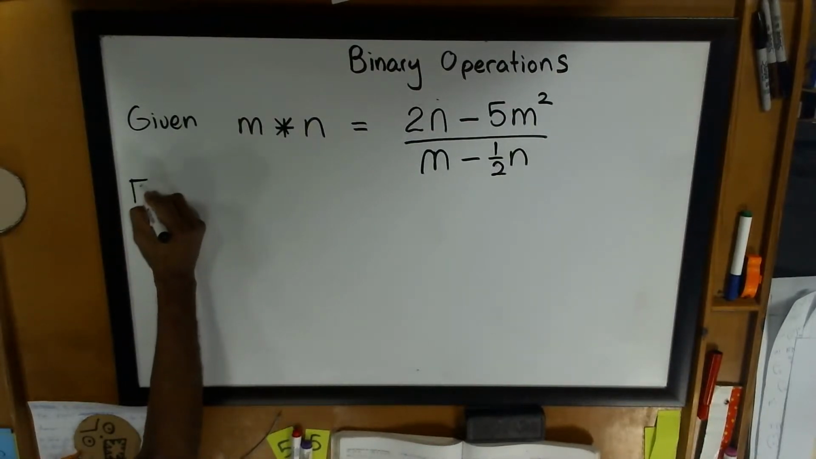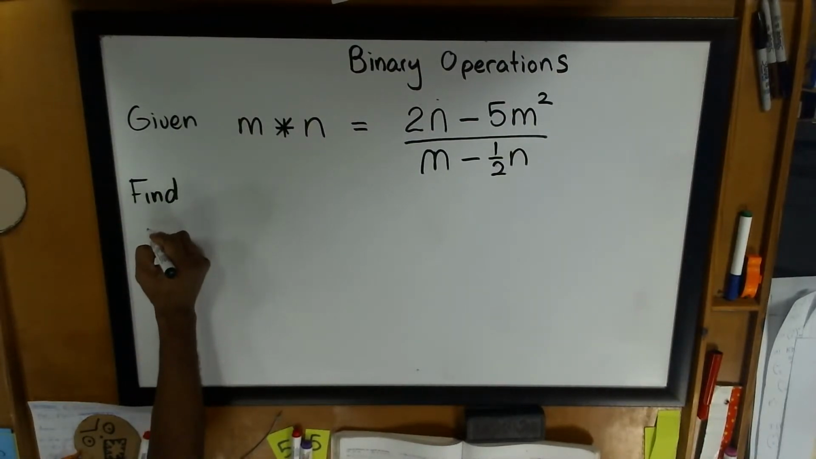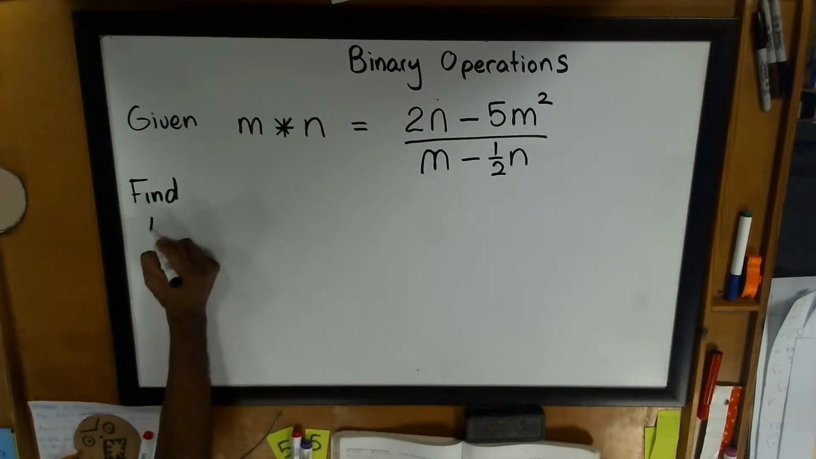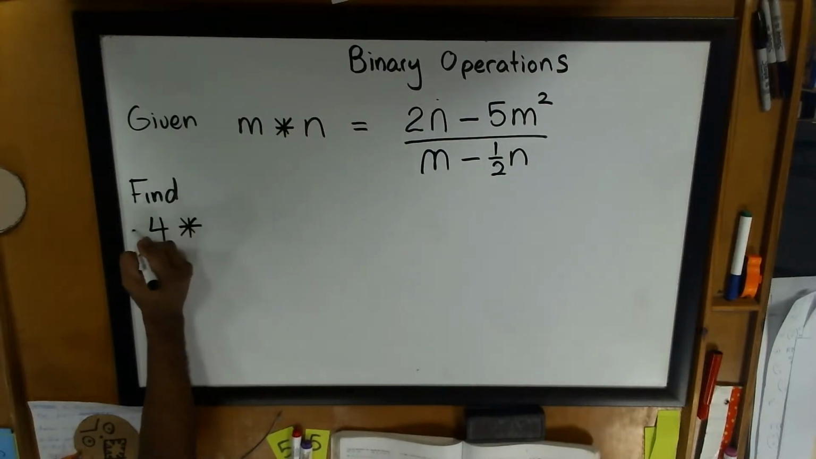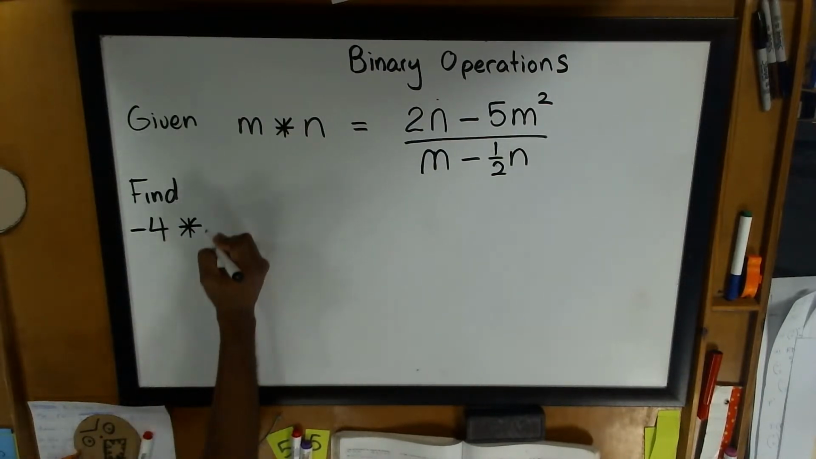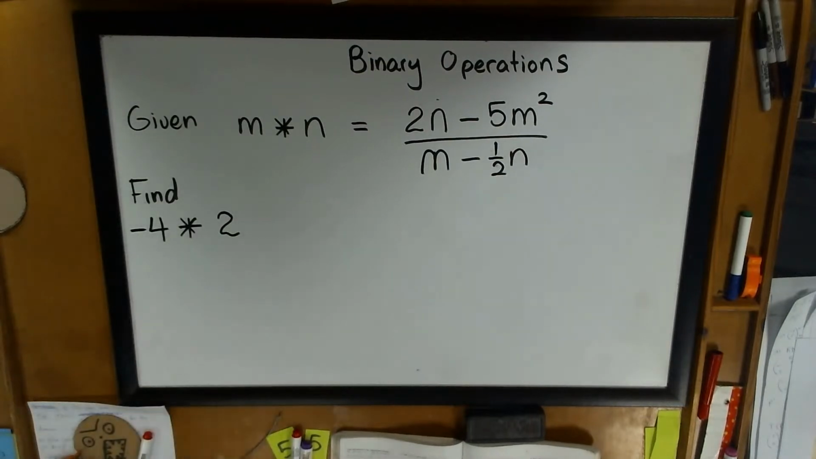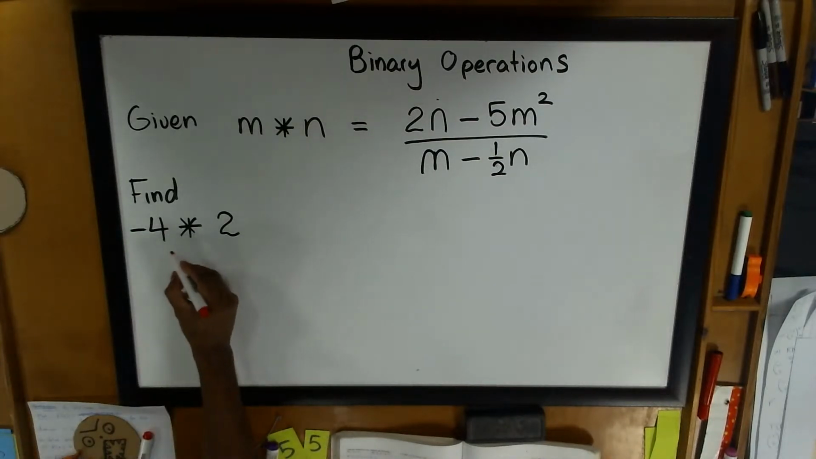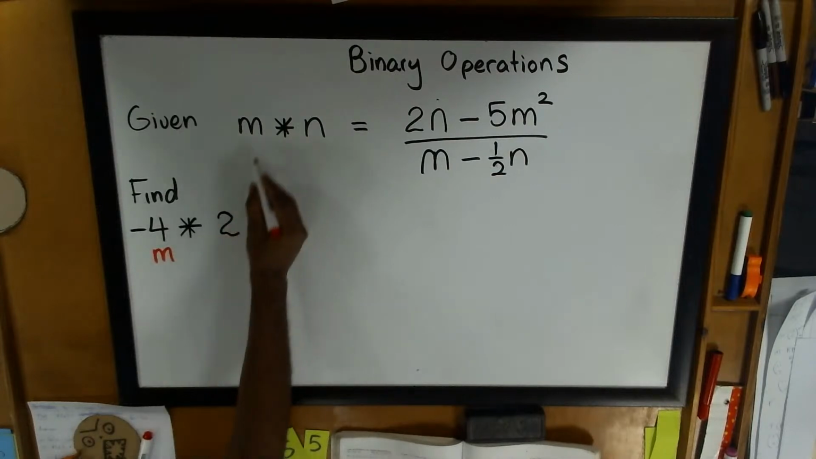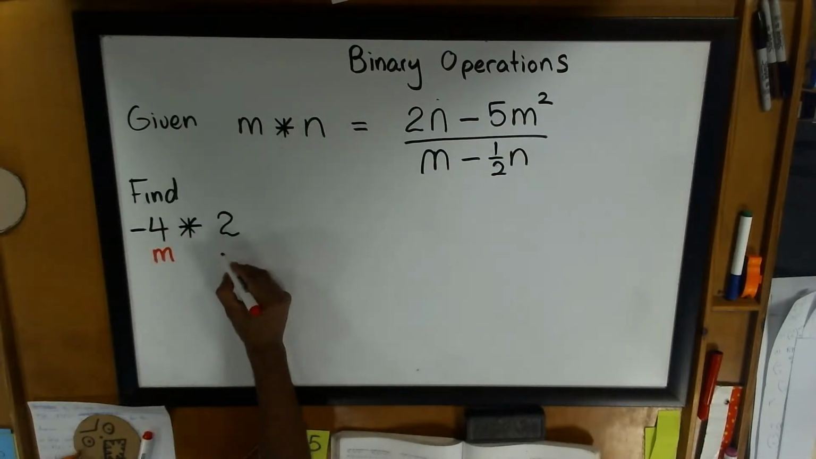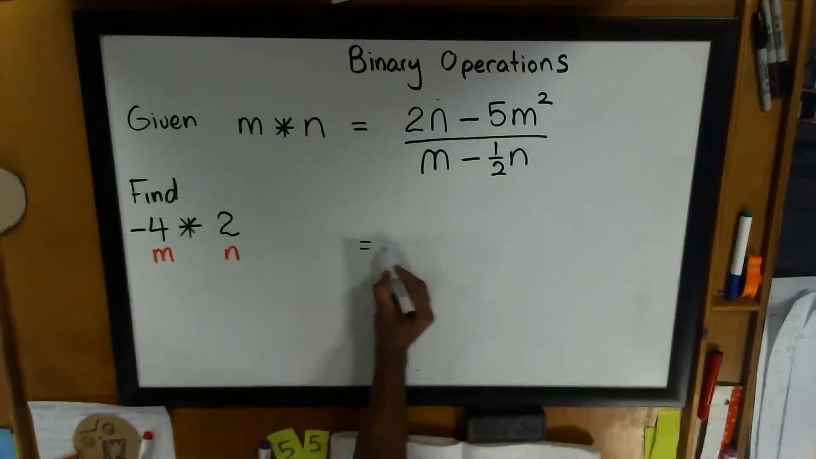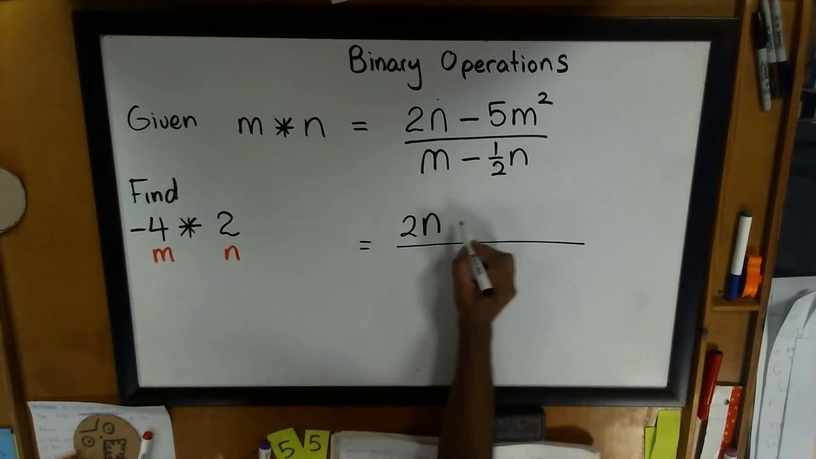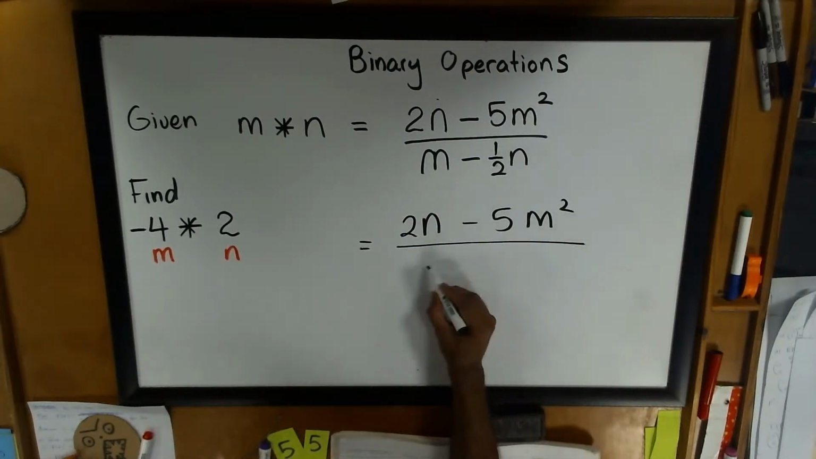Let's say they ask you to find 4 asterisk, I'm going to make it a little bit harder, minus 4 asterisk 2. All right. Let's see what's going to happen here. Remember, the first one is going to be m, because the m came first, and the other one is n. So that means when you go to this crazy looking equation here, let me write it back.